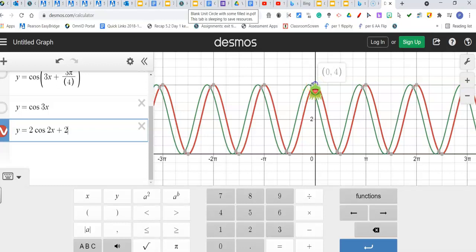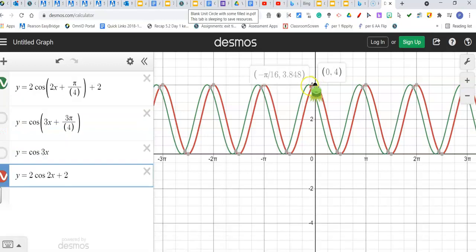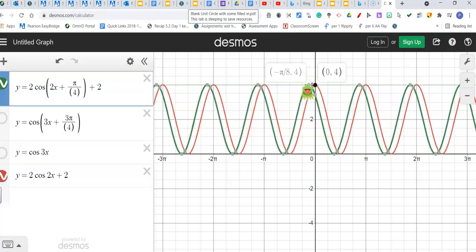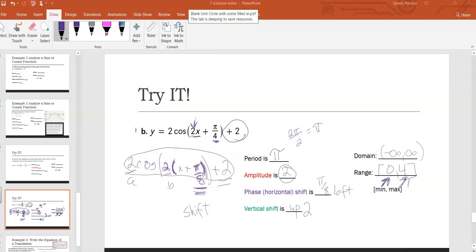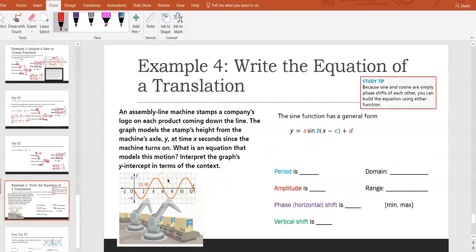This is my original at 0.4, and notice this one went over just negative pi over 8. Yeah, see the peak there. Does that kind of help you a little bit? Hopefully it does. We'll go back to this, what we were working on. So hope that helps. All right, let's take a look at this little robot thing here.